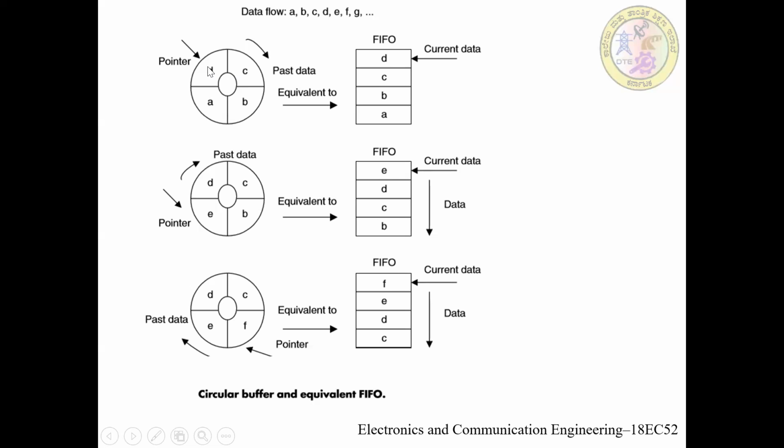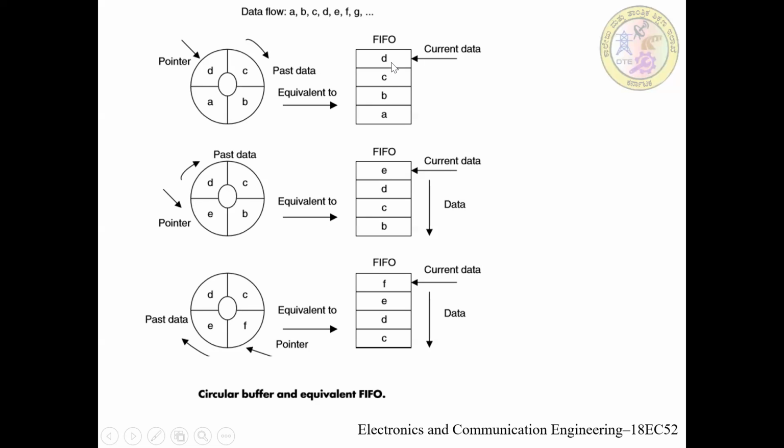The equivalent first in, first out buffer is here, with the pointer at the current data D at the top of the memory. When this particular E comes in, the data gets shifted here. In the middle drawing, the circular buffer will change the pointer. The pointer will be changed to the next position and update the old A. You can observe here, A is updated with the new datum E.